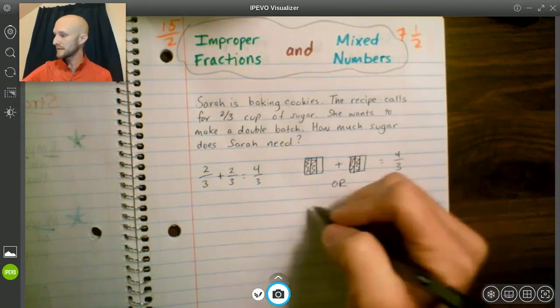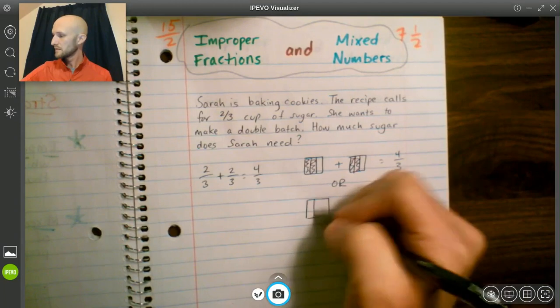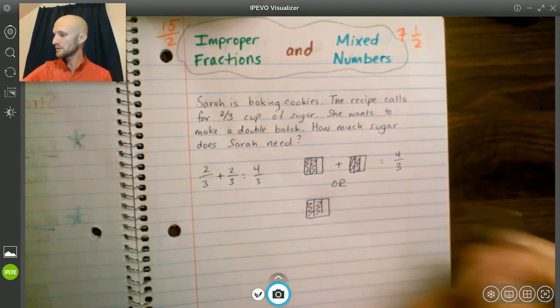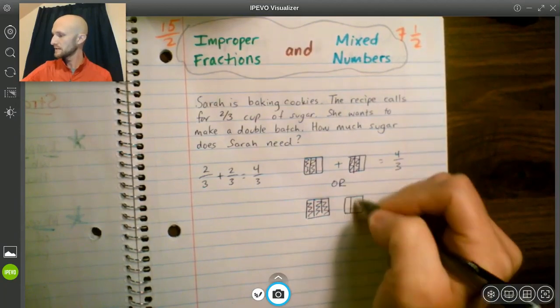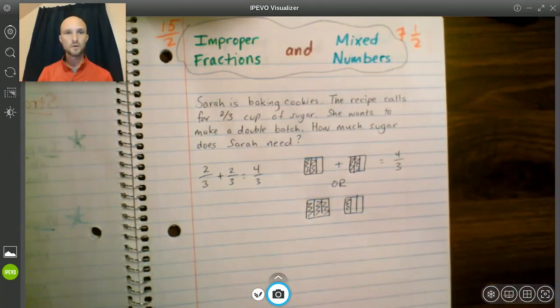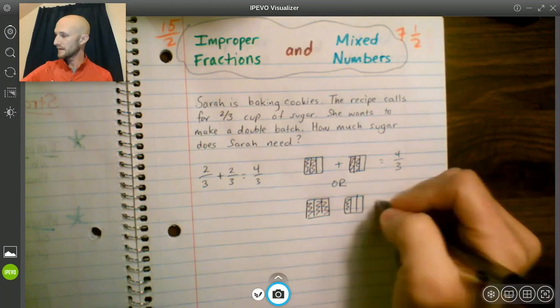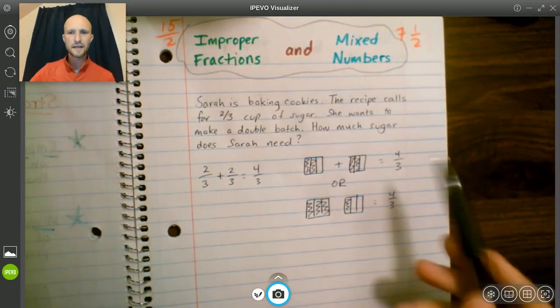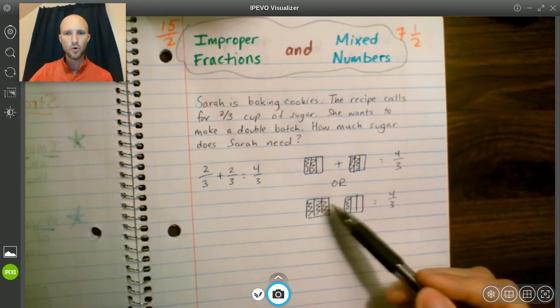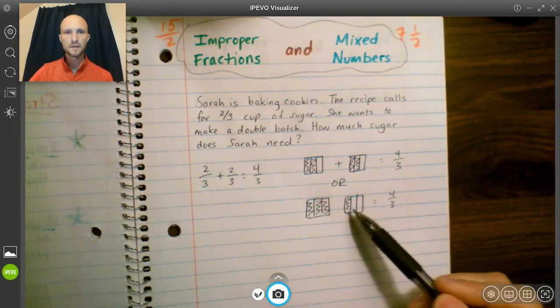If I did thirds first, there's 2/3 plus another third, and then she needs one more third. I see Sarah has 4/3, but now I notice something when I look at it this way. I see that I have 1 whole and 1/3.